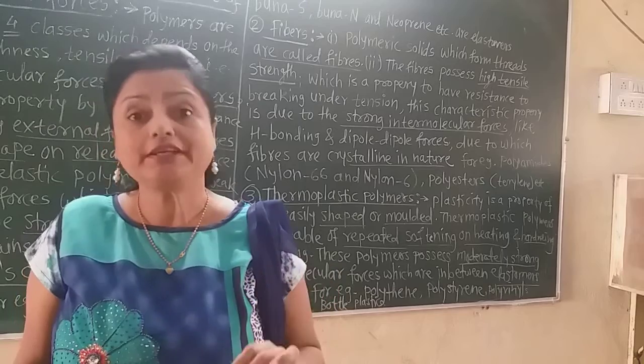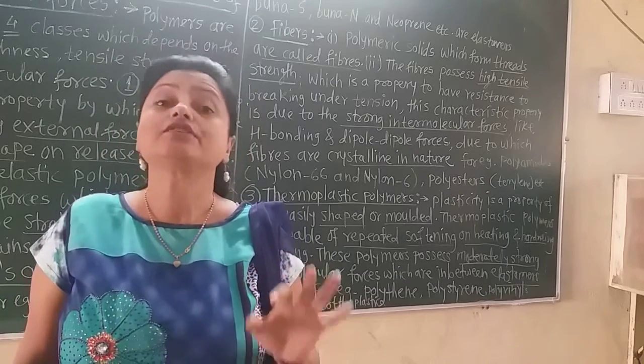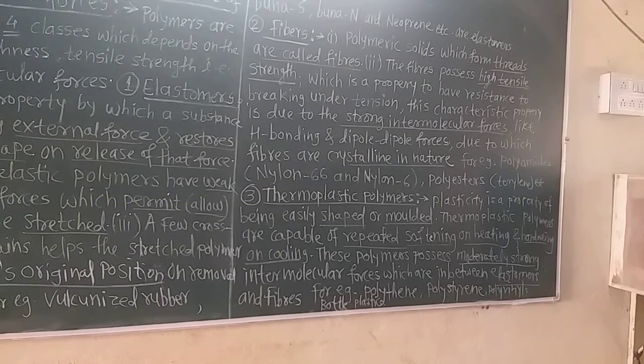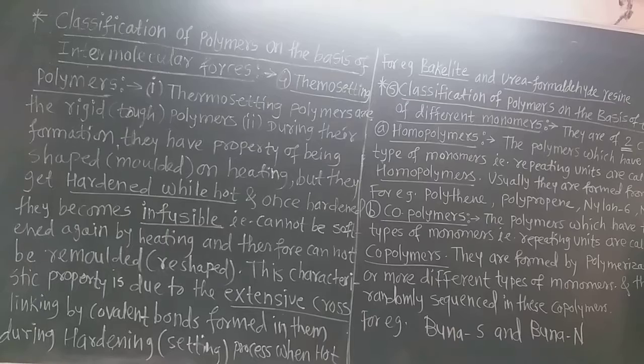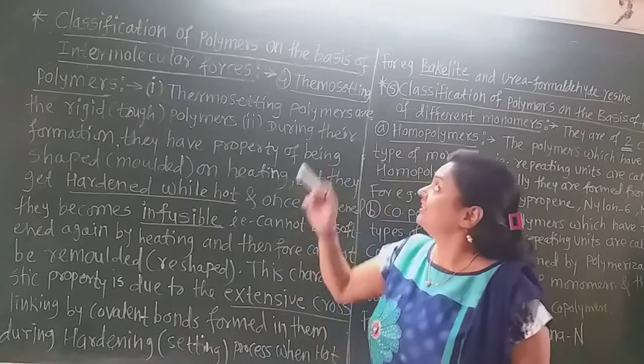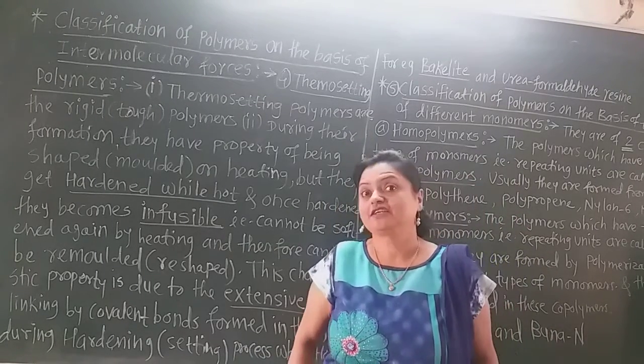Now let us see the fourth type of this classification, which is based on the intermolecular forces present in the polymers. Now the first one is the elastomers, the second are the fibers, the third are the thermoplastics, and the fourth one is the thermosetting polymers, or thermosetting plastics.